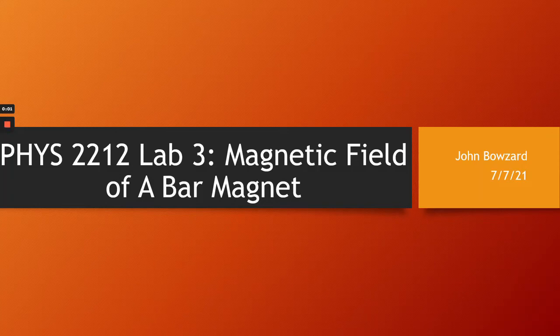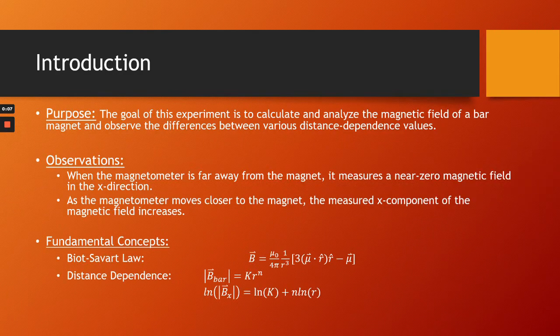Hello, my name is John Bozard, and this is my Physics 2212 Lab 3 on the magnetic field of a bar magnet. The purpose of this experiment is to utilize a variety of physics concepts to analyze the relationship and values of distance dependence measurements in the magnetic field of a bar magnet.